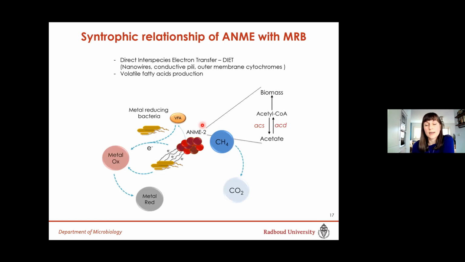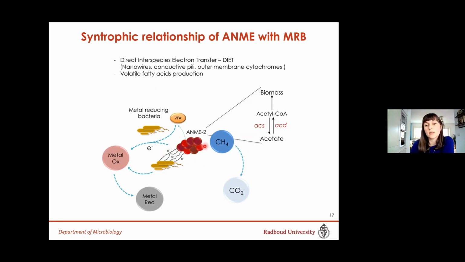Another way in which ANME2 archaea can be involved in this process of metal-dependent anaerobic methane oxidation is via direct interspecies electron transfer, about which we are probably going to hear some more today. This can happen via nanowires, conductive pili, or also outer membrane cytochromes. In this scenario, ANME2 archaea would only be involved in the oxidation of methane to carbon dioxide, and electrons gained in this process would be transferred to metal-reducing partners via these structures.